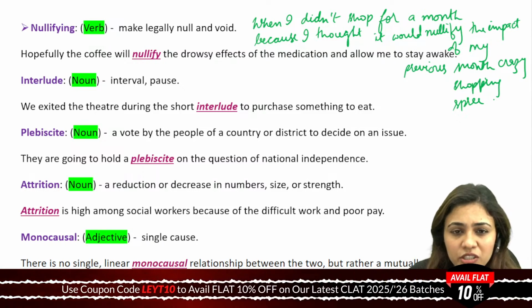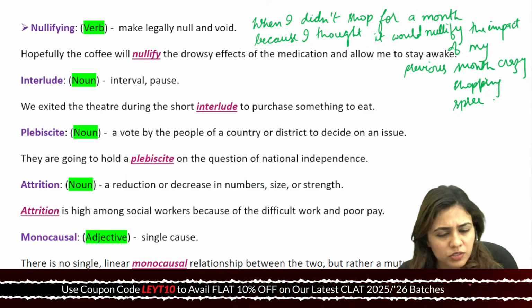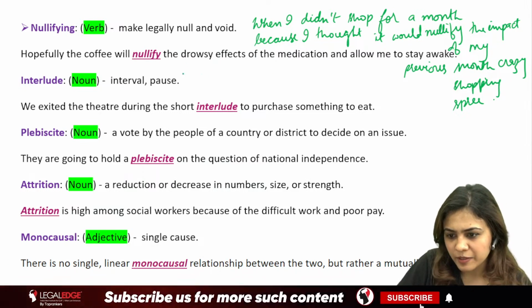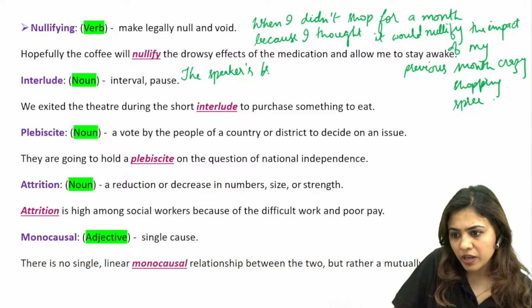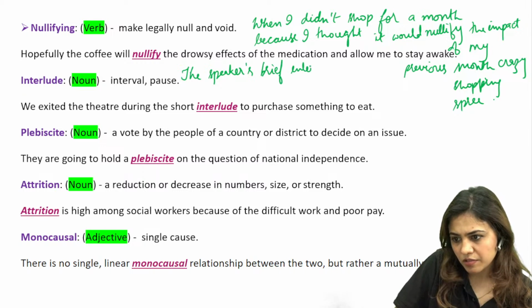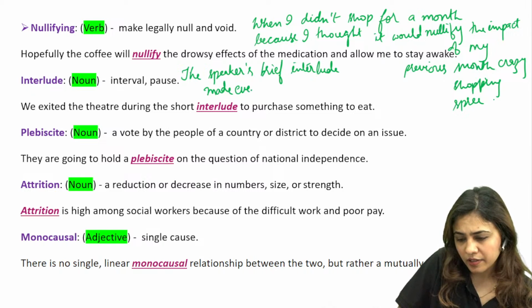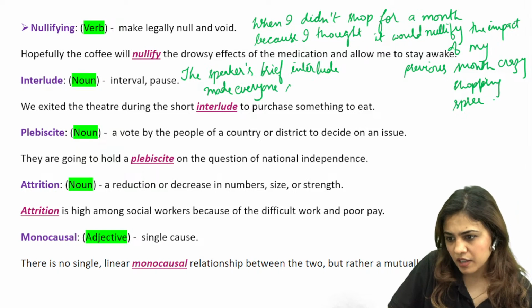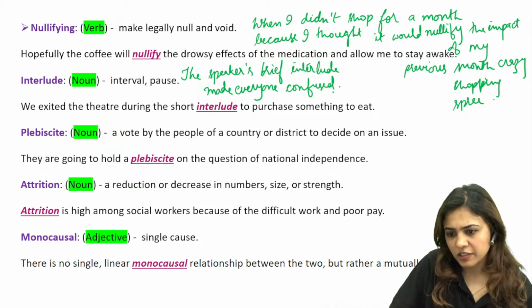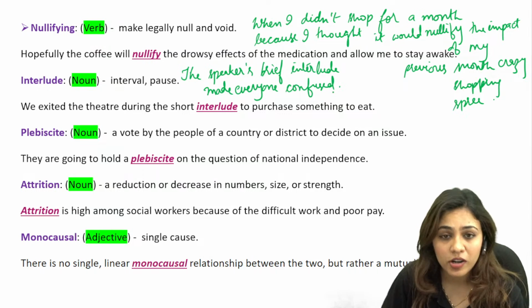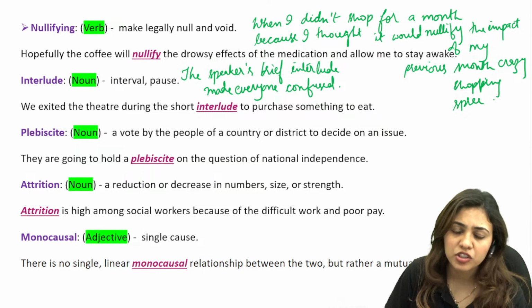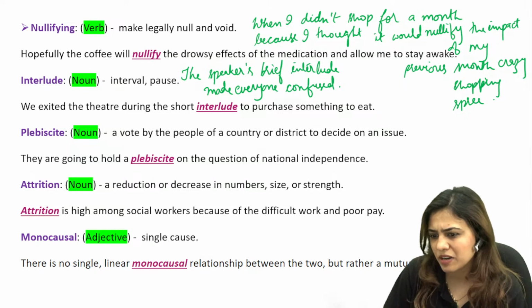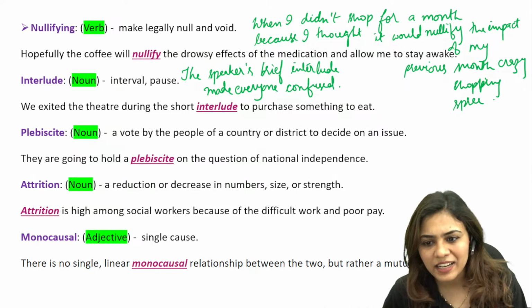Instead of using the word intermission, क्योंकि intermission तो सभी को ही पता है, start using the word interlude. Let me use it in an example. The speaker's brief interlude made everyone confused. Okay, so an interval or a pause which you can see in the form of a speech, which you can see in a movie, which you can see in any activity, as a matter of fact. So interlude का मतलब होता है वही break लेना, interval देना.